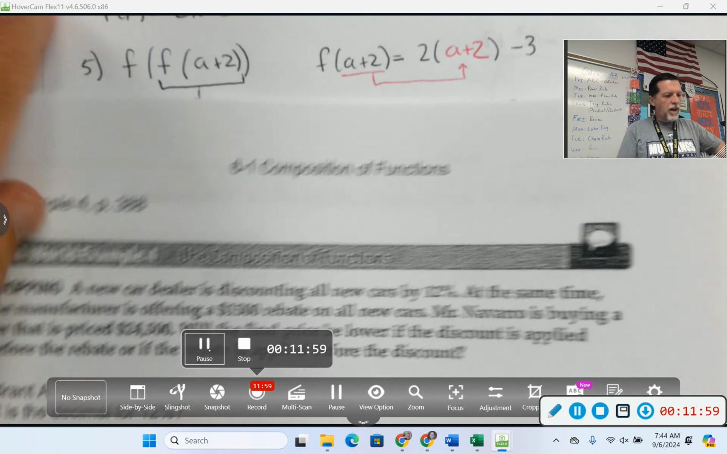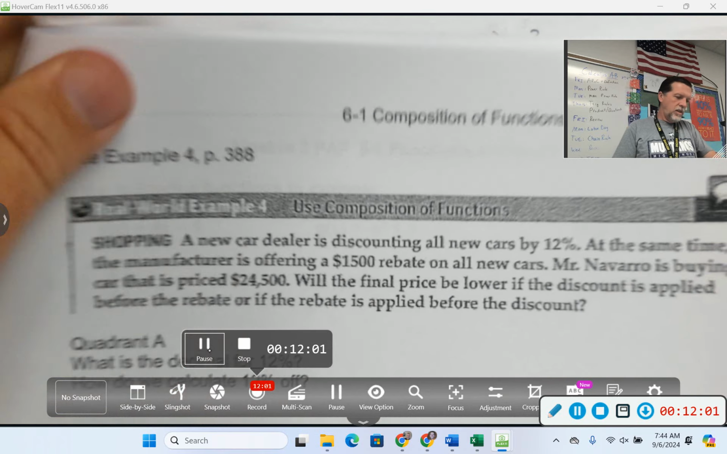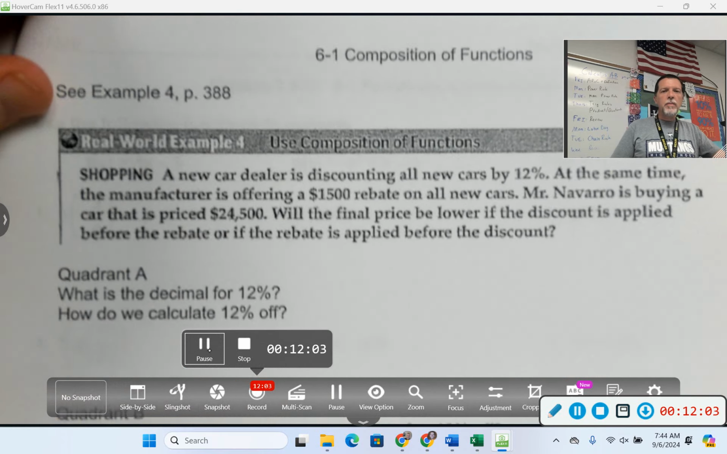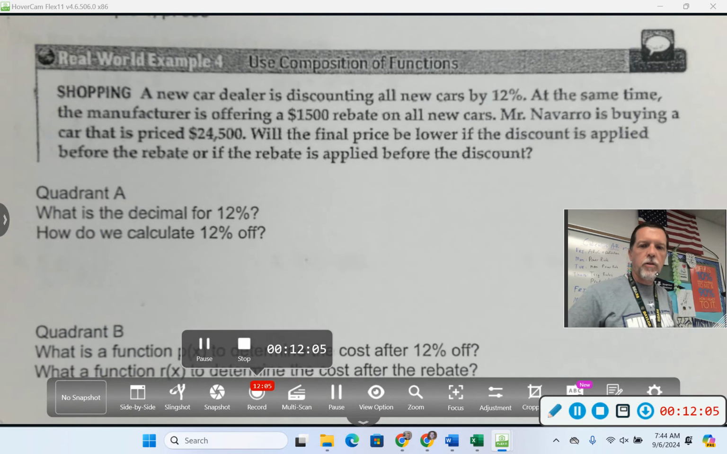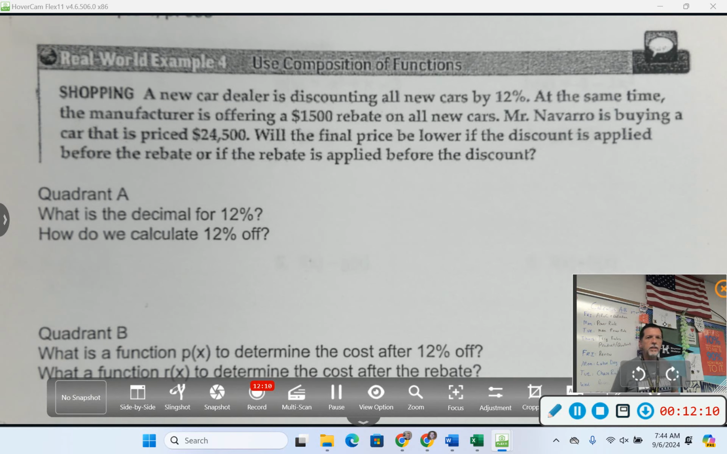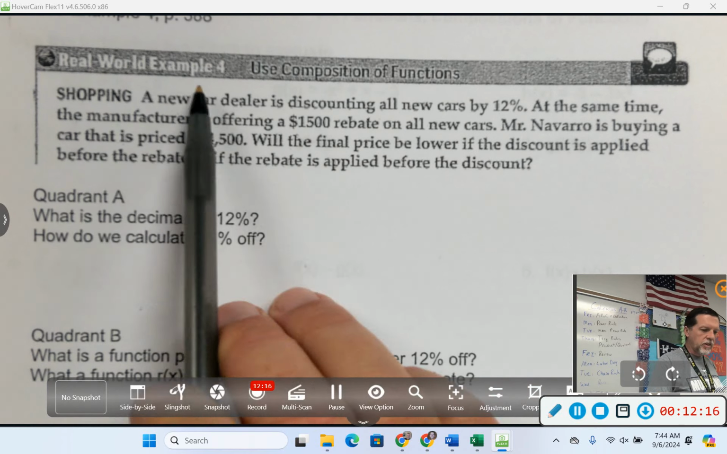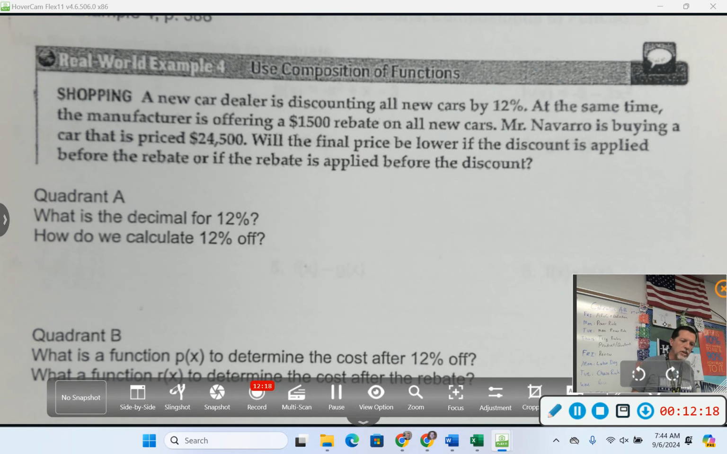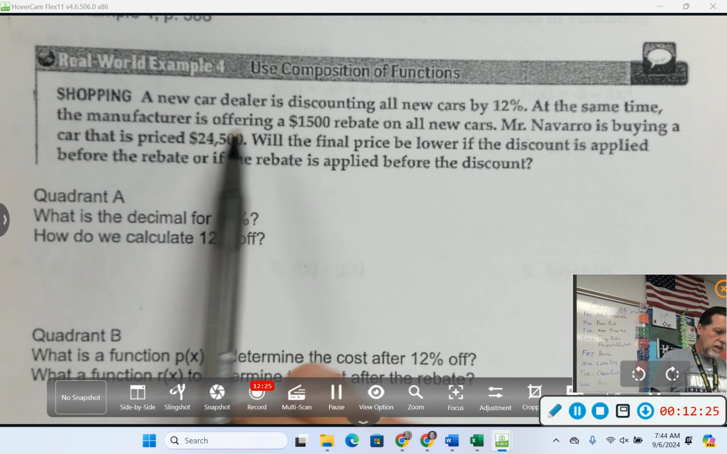I want to work one together with you. So the next page in your notes is this kind of extended word problem here. Let's work through this together. So find that. It's the next page of the notes. Composition of functions. Real world example. I don't know what this quadrant business is, but we'll just walk through it.